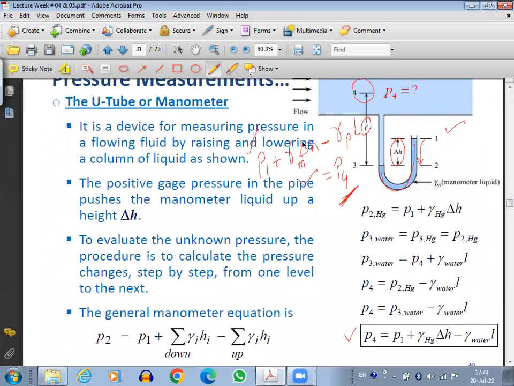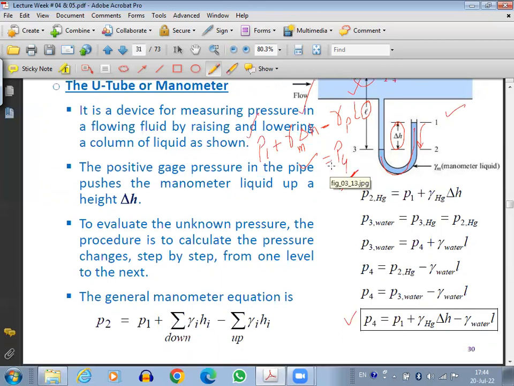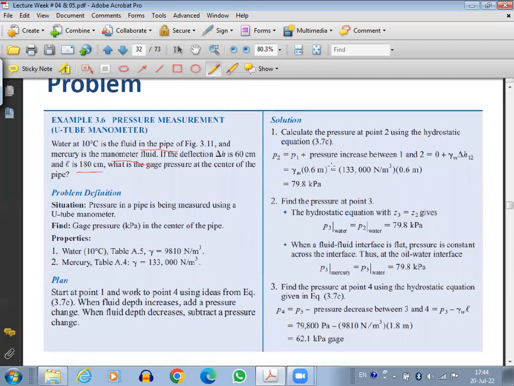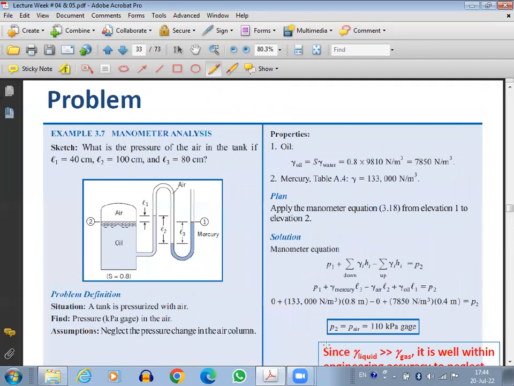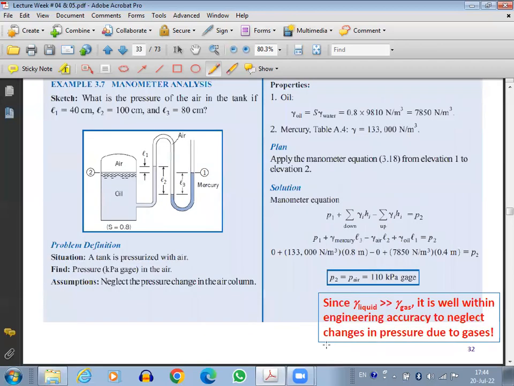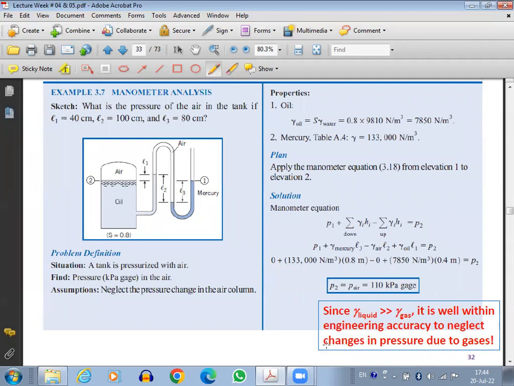So here in this question, delta H is given, L is given, P1 is 0. And we know that the manometer fluid is mercury, and we know that the pipe fluid is water. So we know the gamma of water, and we know the gamma of mercury. I don't need to solve it because it's the same formula, just substitute the values and you're going to get the answer. So P4 comes out to be 62.1 kilopascal gauge. Okay, let's see this problem and we are going to end after this problem.